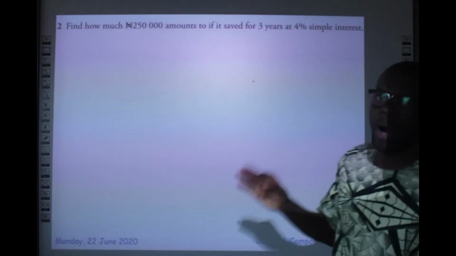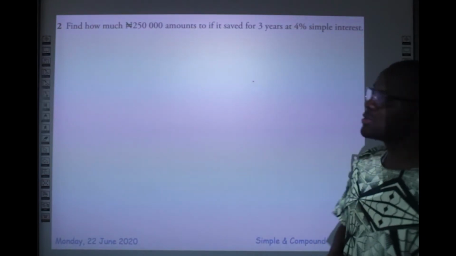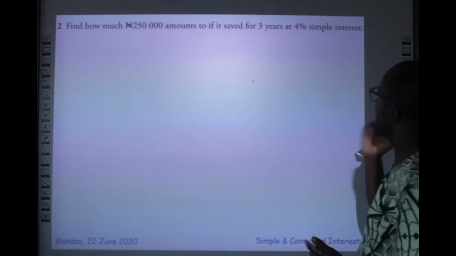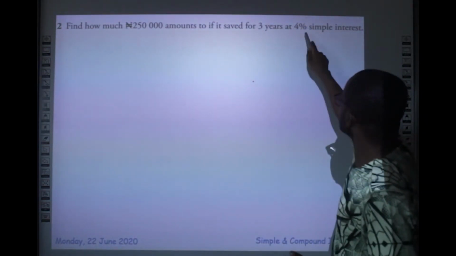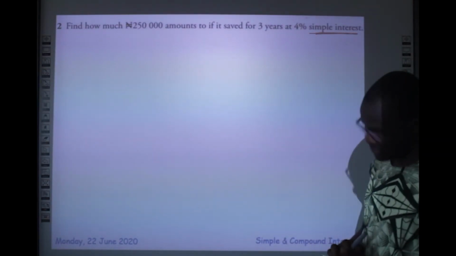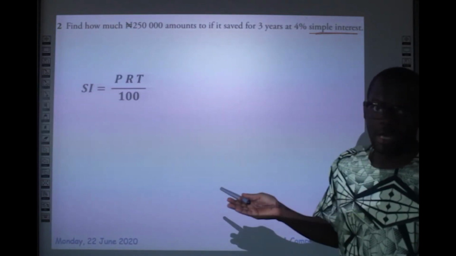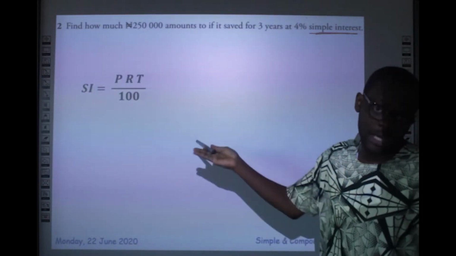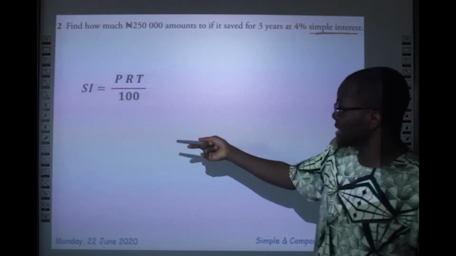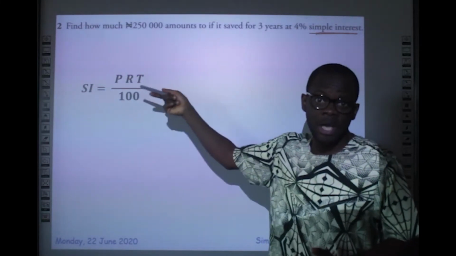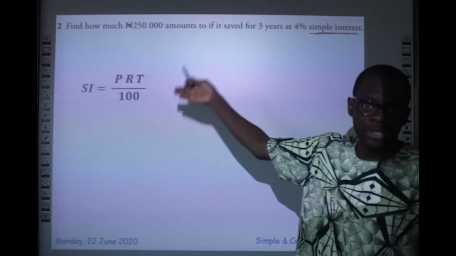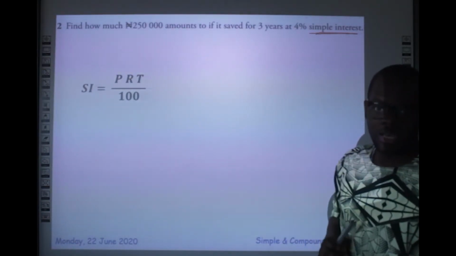We want to find how much 250,000 naira amounts to if it is saved for 3 years at 4% simple interest. Again, this is simple interest. You have your formula. There's a standard formula which by now I expect all of you to know and be able to recall offhand. Simple interest is P times R times T over 100, where P is your principal, R is the rate as a percentage, and T is the time in years.